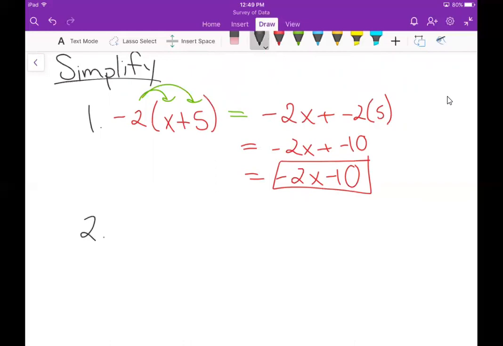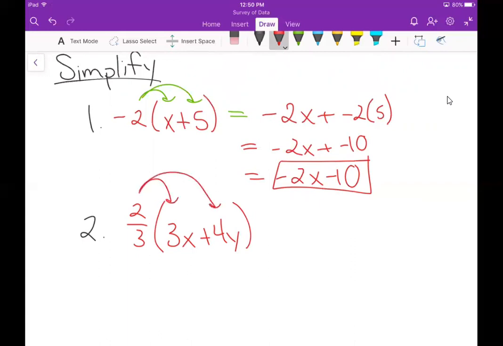Okay, let's try another one here. Let's throw in a fraction here to show you how that works out. So I can take also any fraction outside times anything on the inside. So 3x plus 4y here. These two terms cannot be combined, but I can take that 2/3 through the parentheses. That would be 2/3 times 3x plus 2/3 times 4y.